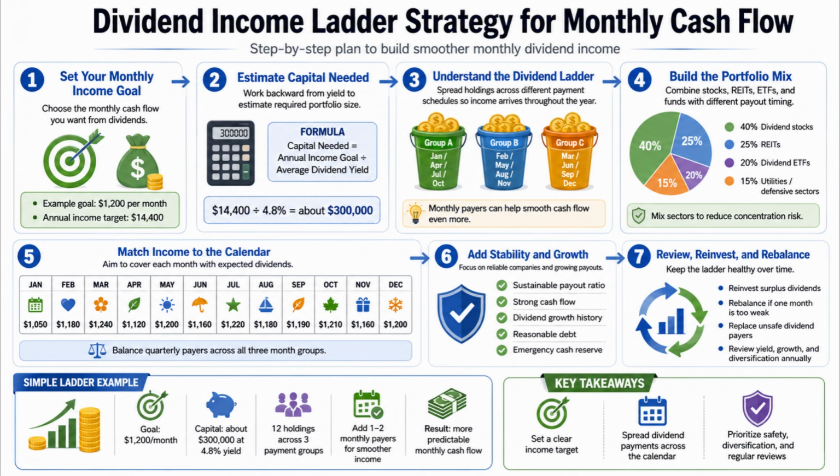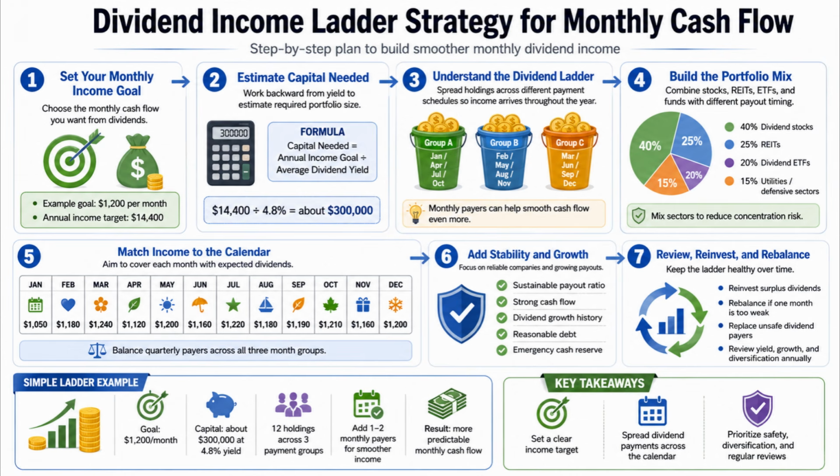For a simple example, imagine that the target is $1,200 per month. Using an estimated portfolio value of around $300,000 at a 4.8% average yield, the investor may select approximately 12 holdings across the 3 quarterly payment groups. 1 or 2 monthly dividend payers may then be added to reduce income fluctuations. The final result could be a more balanced and predictable monthly cash flow pattern, although dividend payments are never guaranteed.